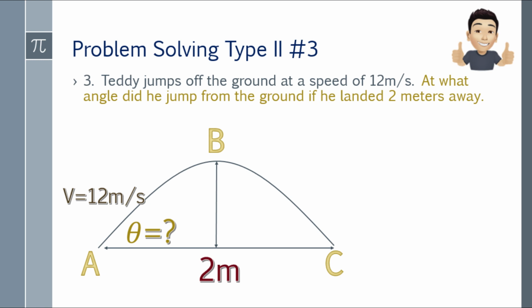Alright, next one, problem solving type 2, number 3. Let's have an easy one. Teddy jumps off the ground at a speed of 12 meters per second. At what angle did he jump from the ground if he landed 2 meters away? So, hinahanap lang dito yung angle. So, let's just put the given.